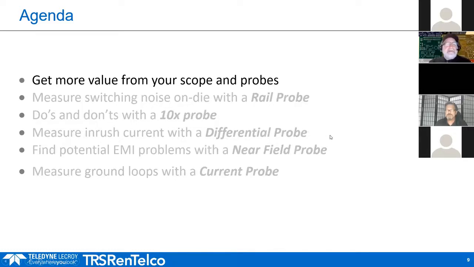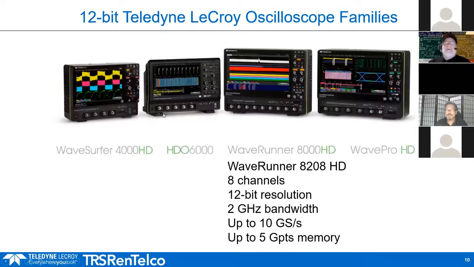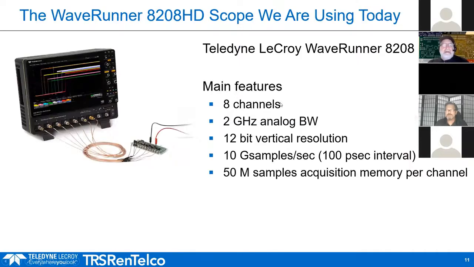Well, let's get started. And first I want to introduce you to our scope that we're going to be using today. We have a family of 12-bit scopes. These are the high definition scopes. The one in particular we're going to be using is this guy over here. This is the Wave Runner. And the Wave Runner is this particular one. So here's the 8208 HD. Here's the decoder ring. The 2 means 2 gigahertz bandwidth, and the 8 means 8 channels. So we're going to be using an 8-channel scope, and I'm going to show you an example right off of how 8 channels can give you a lot more insight into what's going on in some of your digital systems. This one is a 2 gigahertz bandwidth, 12-bit vertical resolution all the time.